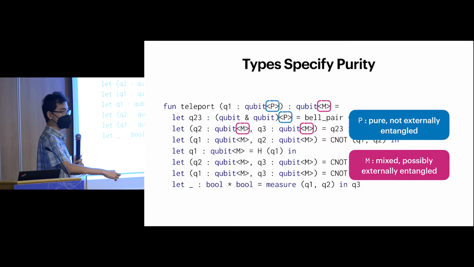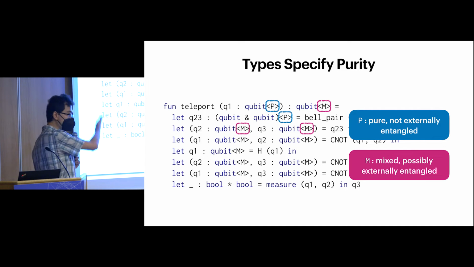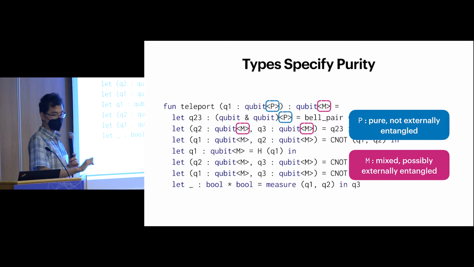The buggy teleportation function takes in a pure qubit and outputs, somewhat mysteriously, a mixed qubit. That's what's going to allow us to determine that something about the specification of teleportation has not been satisfied. The way that we derive that the output of the function has mixed type is by pushing through all of the type rules through the program, such that type checking the program is, in some sense, sufficient.